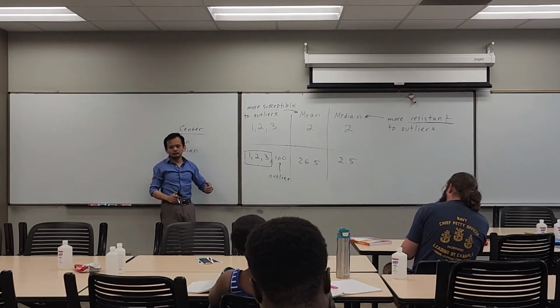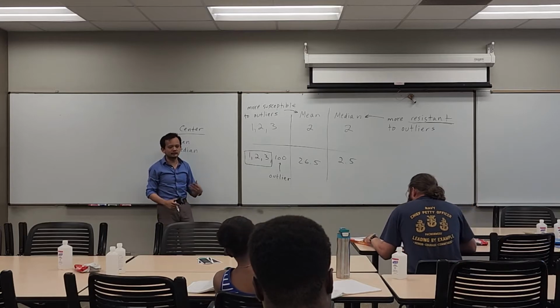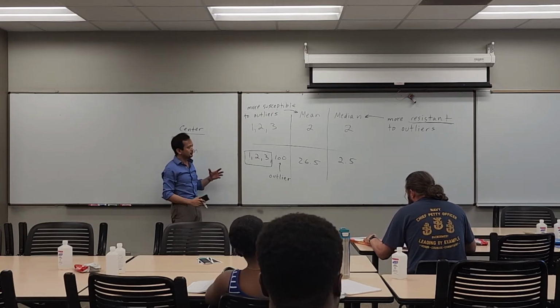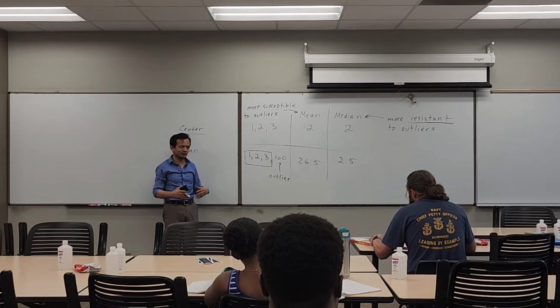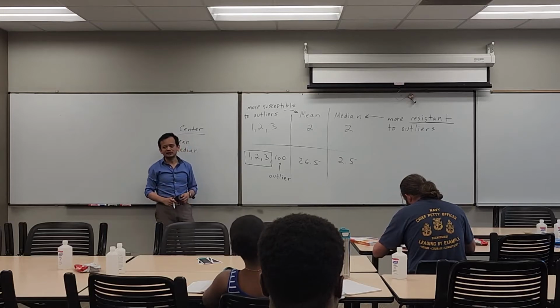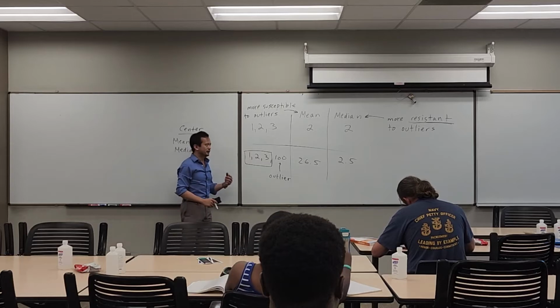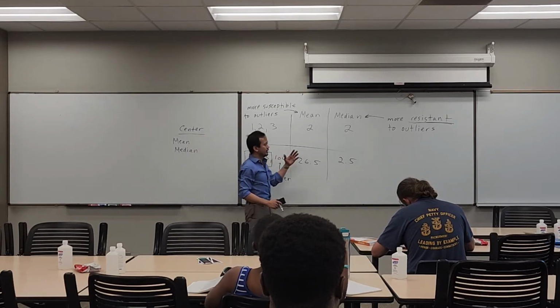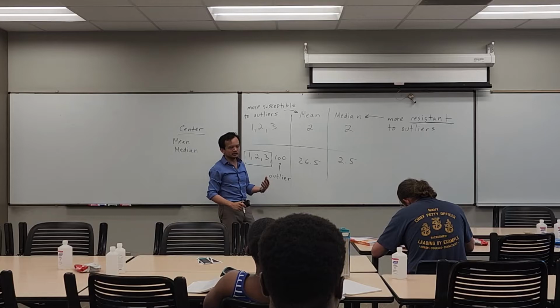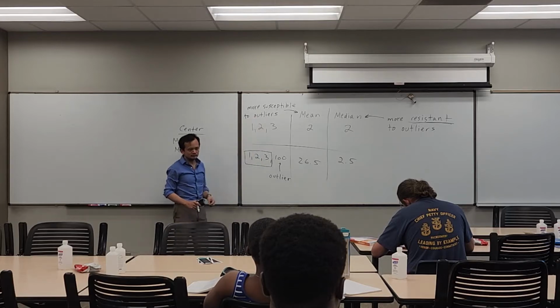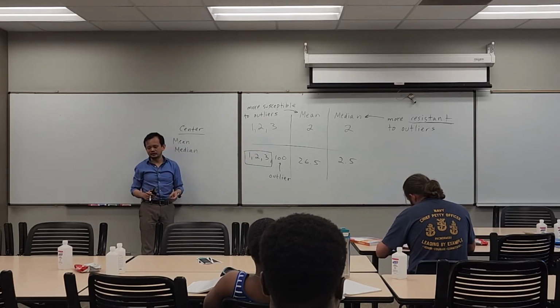That said, moving forward in this class and in statistics in general, anytime we try to measure the center of a data set, we're going to use the mean. So that sounds like a contradiction from what we just said, because why would we use the mean if it has this less desirable property of being susceptible to outliers? So let's talk about that.